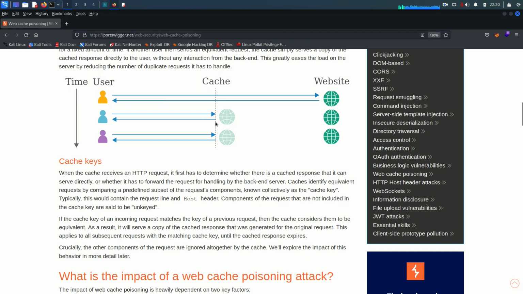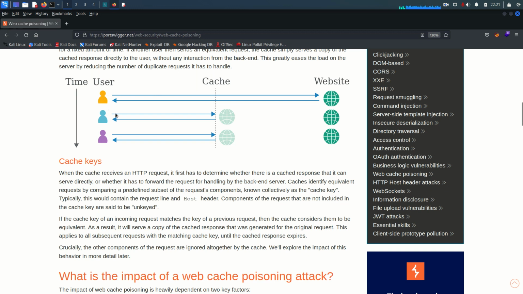But the thing is, if we put the cache in between these two, any request that comes is attended by this cache server, and the cache will see whether the response of that request already exists in its memory or not. If the response of this request is not available or not stored in the cache, then the cache will send that request to the website server, and the website server generates the response for that request and sends it to the cache. The cache stores a copy of that response and also sends that response to the user.